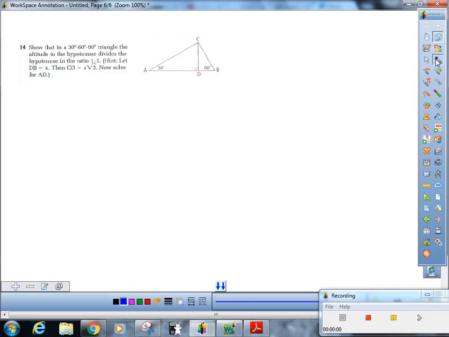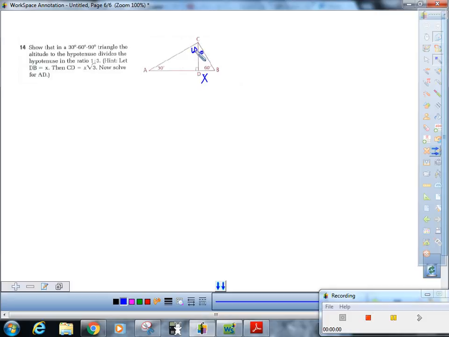Okay, show that in a 30-60-90 triangle, the altitude to the hypotenuse divides the hypotenuse in the ratio 1 to 3. All right, it even gives us a hint. Let DB be x. So I'm going to write in my little missing angles. That's 30 there, and that's 60 here.